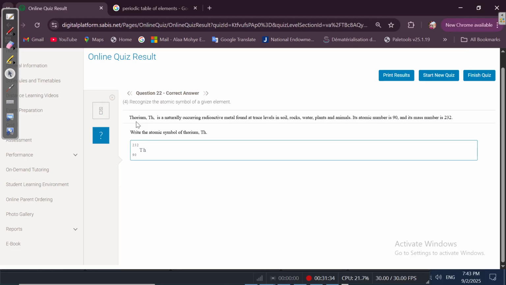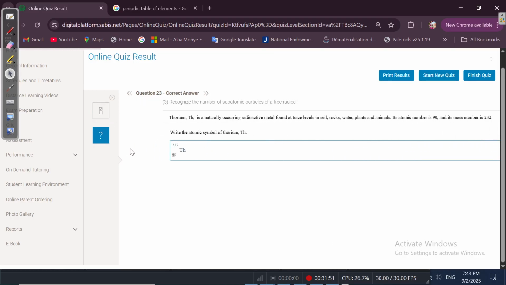Come on. They give you the atomic number and the mass number. All you have to do is plug in the atomic number at the bottom, mass number at the top. I keep saying it. Mass number top, atomic number bottom. Memorize it, please. Or else don't do the exam tomorrow.